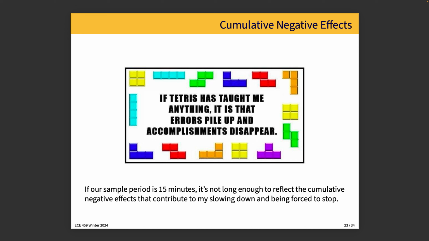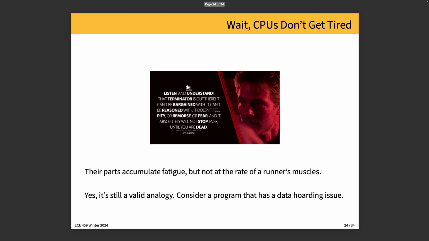If Tetris has taught me anything, it's errors pile up and accomplishments disappear. That's kind of overtly negative, but okay. Listen, you might say this isn't a good analogy because CPUs don't get tired, right? You know what Kyle Reese says. The Terminator's out there. It can't be bargained with. It can't be reasoned with. It doesn't feel pity or remorse or fear, and it absolutely will not stop ever until you are dead.